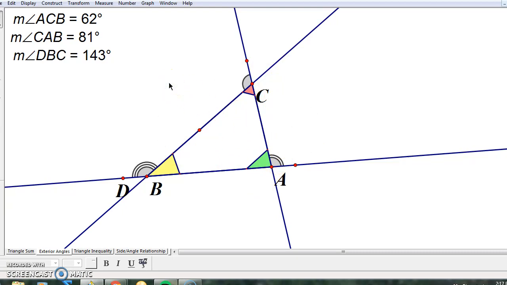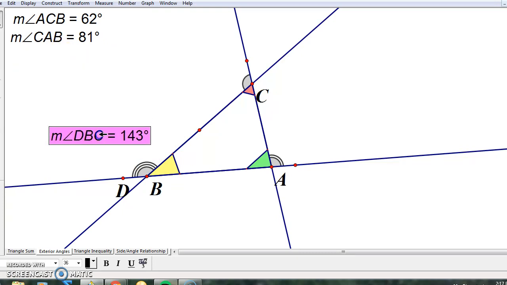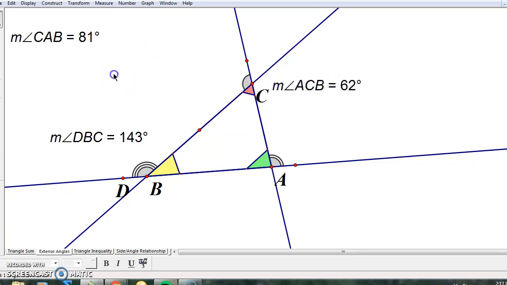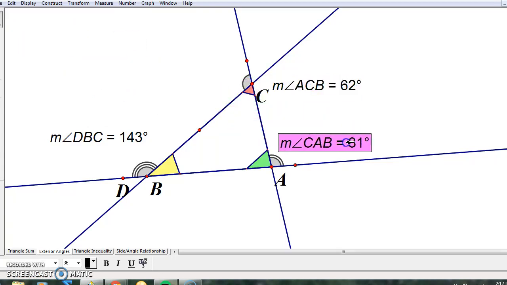One of the things that we find out about an exterior angle, if I measure this, let's see, DBC, you can see that that's this angle here. ACB is this angle up here, 62 degrees, and CAB is this one down here at 81 degrees. And we can see that if I add 62 plus 81, it's going to be 143, which demonstrates the fact that an exterior angle is equal to the sum of the two remote interior angles. There's three interior angles. There's one that's adjacent, and these two would be considered remote interior angles.